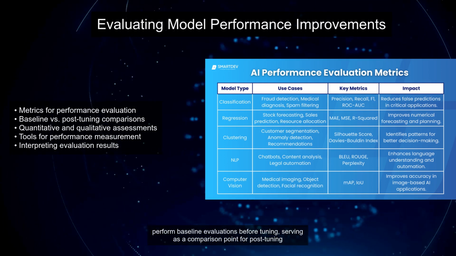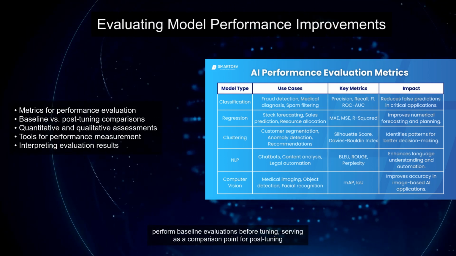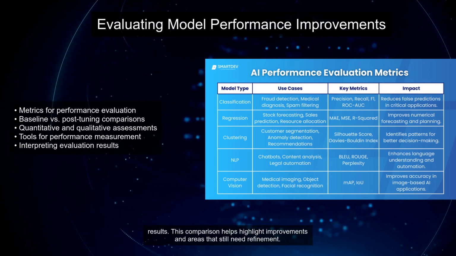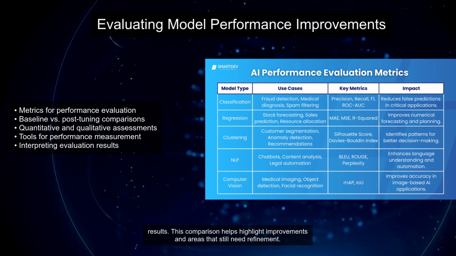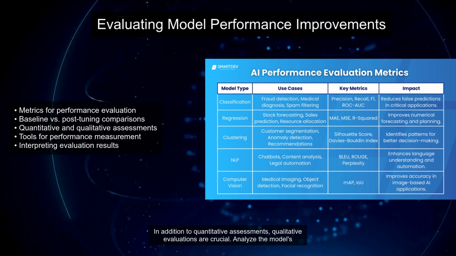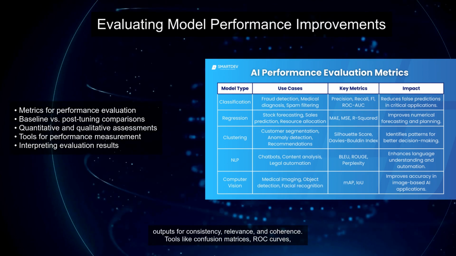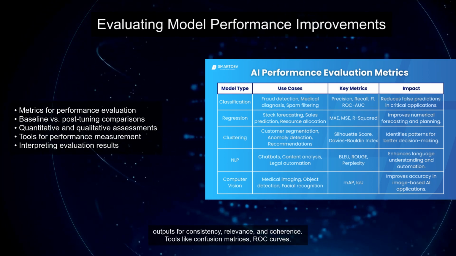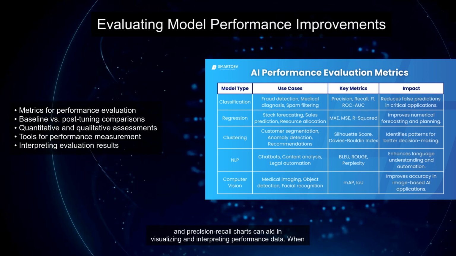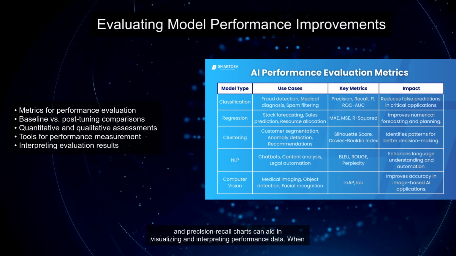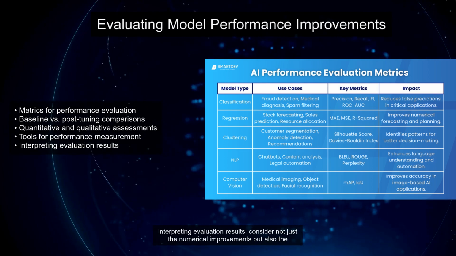It's important to perform baseline evaluations before tuning, serving as a comparison point for post-tuning results. This comparison helps highlight improvements in areas that still need refinement. In addition to quantitative assessments, qualitative evaluations are crucial. Analyze the model's outputs for consistency, relevance, and coherence. Tools like confusion matrices, ROC curves, and precision recall charts can aid in visualizing and interpreting performance data.